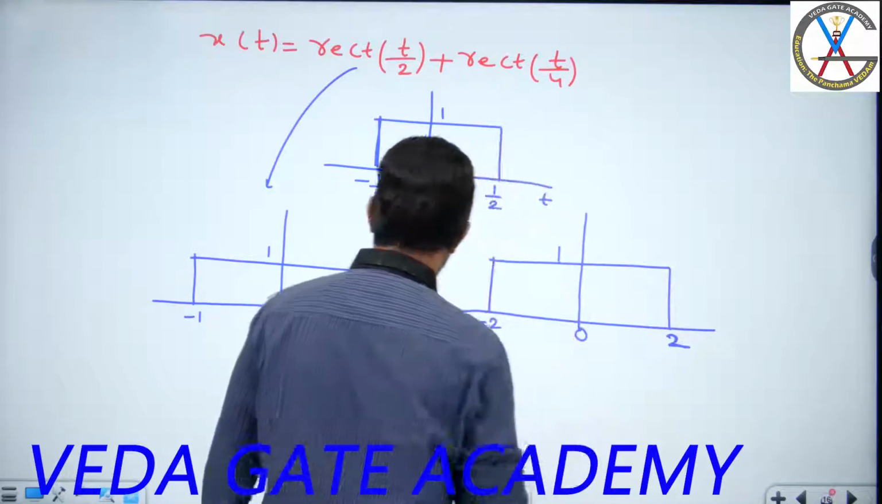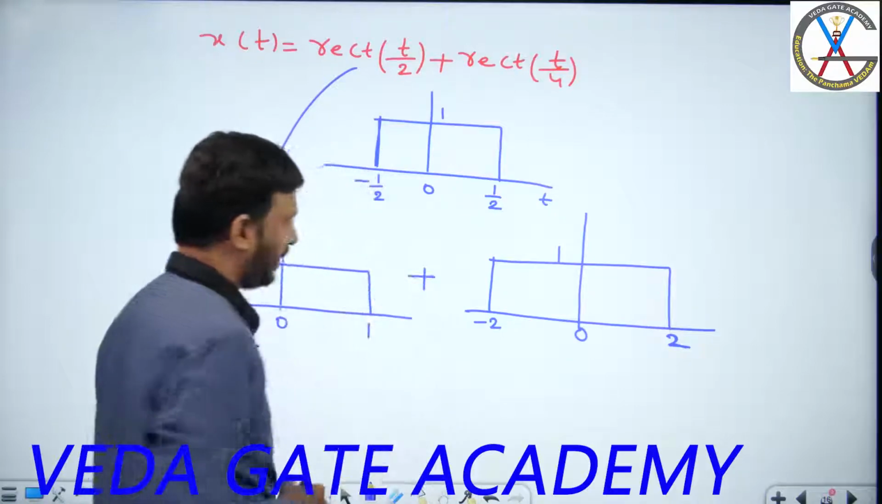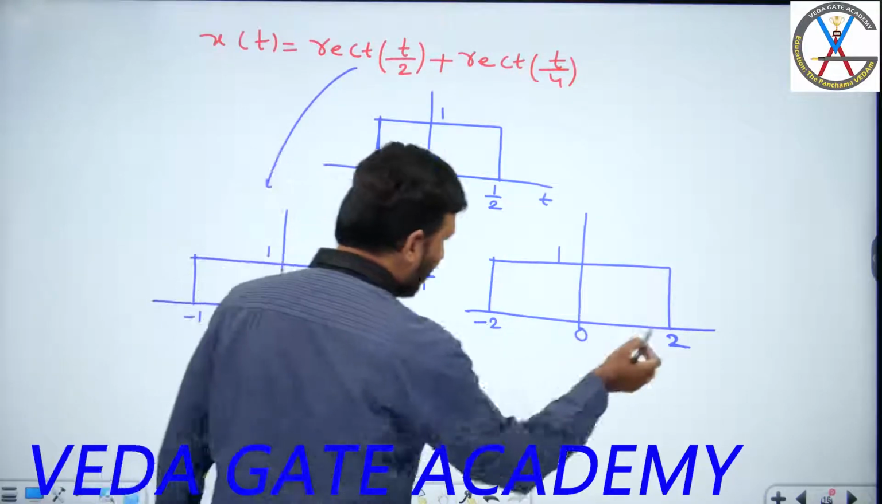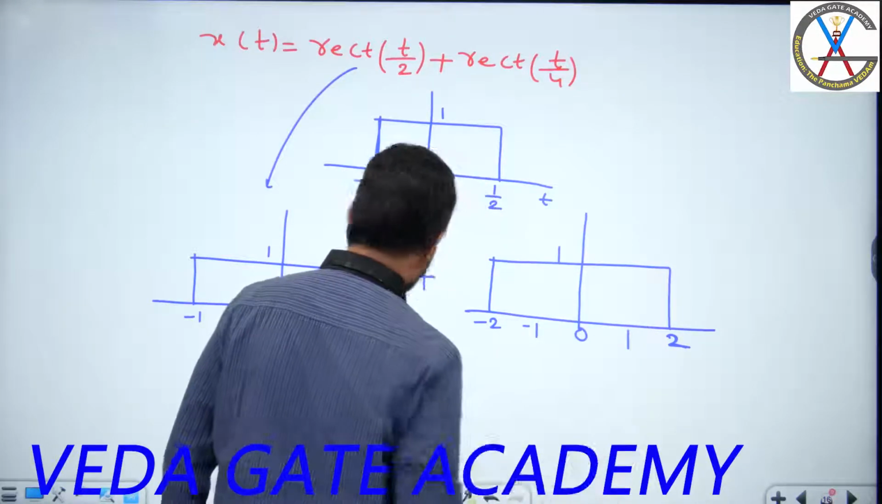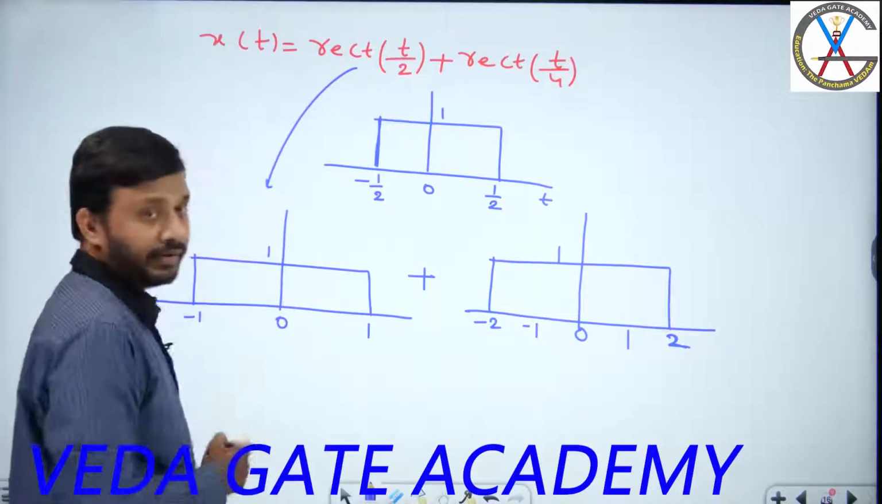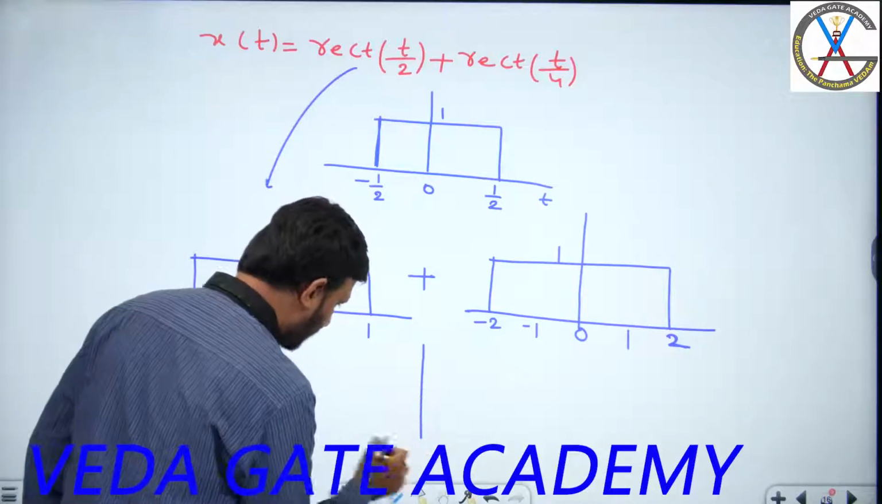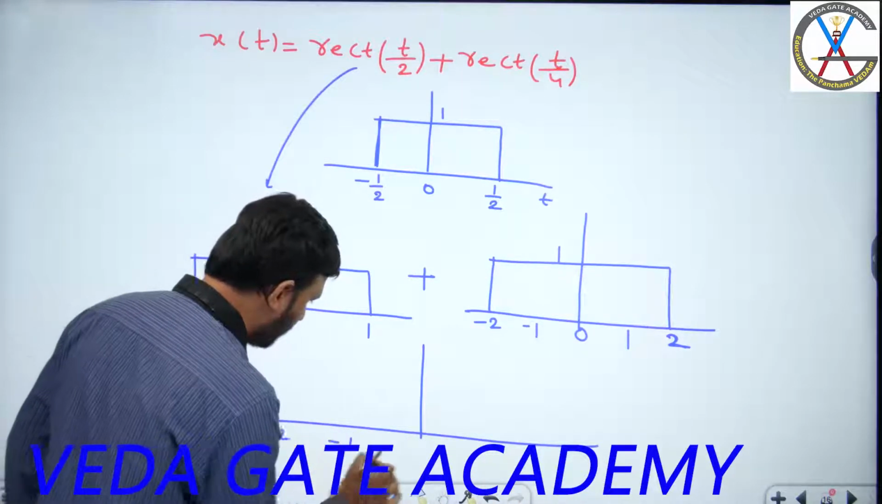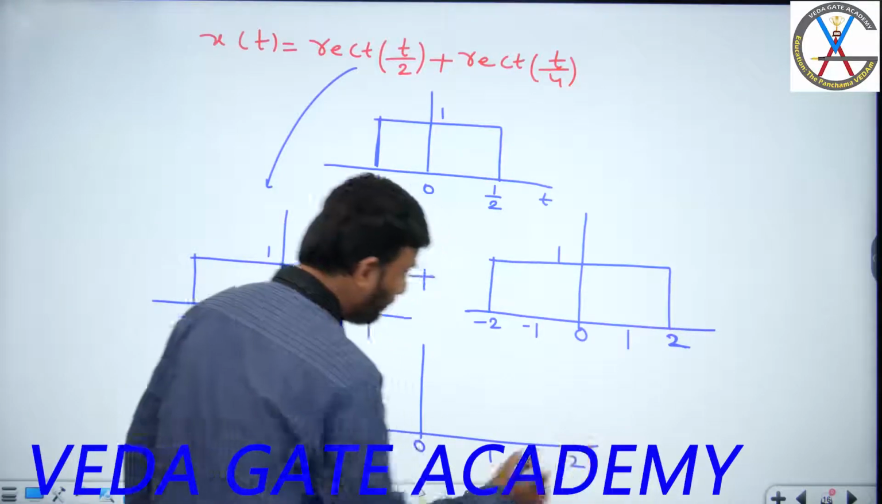Right? Now what we have to do? We have to add these two signals. Now what happens if I add these two signals? So this one exists from -2 to +2 and this one exists from -1 to 1. Now let's add. So the resulting signal definitely exists from -2 to +2.